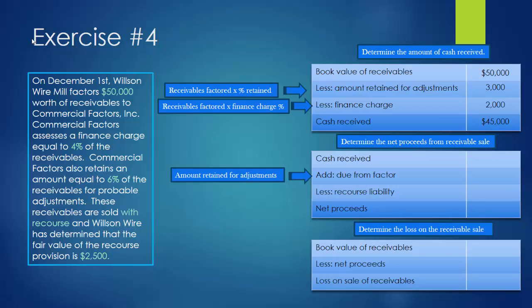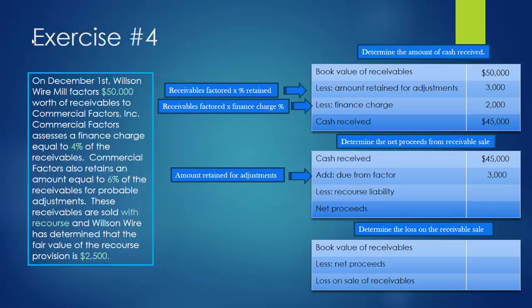Now we need to figure out what our expected net proceeds are from this sale. So the first thing you do is you take the cash received at the time of factoring, which we just determined was $45,000. That amount that they're retaining for adjustments is a receivable for the company that factors. So for Wilson Wire, that amount retained for adjustments is a receivable called due from factor. If that money they're holding on to, that deposit, doesn't incur any bad debt, well, they have to send it back to us. They're just holding on to it. They're not charging us that. So we can expect, if there's no bad debt involved at all in these $50,000 of the receivables, that we're going to get $3,000 back from the factor that is due to us.